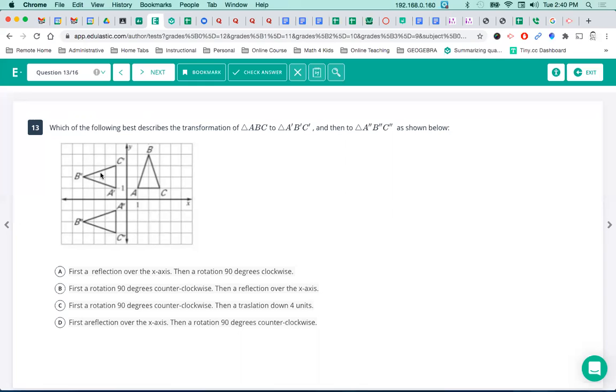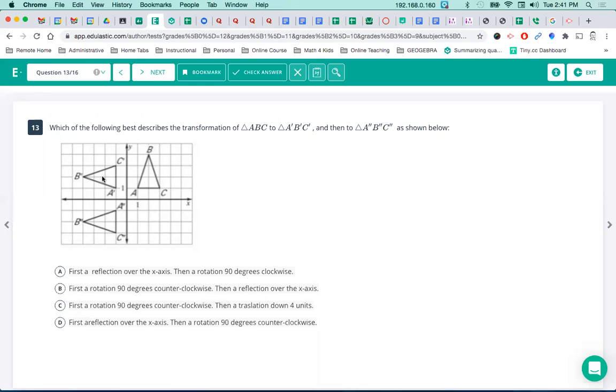Now, it's not a reflection because it doesn't stay the same orientation. This is going to be a rotation. So there's 2 rotation ones here. We got B and C. That's the first thing. First, a rotation. Well, let's see what we're going to do after our rotation. It's either going to be translate down 4 units or reflect over the x-axis.